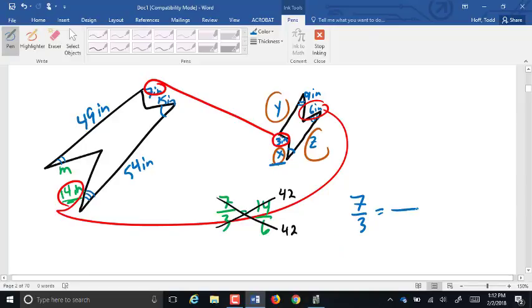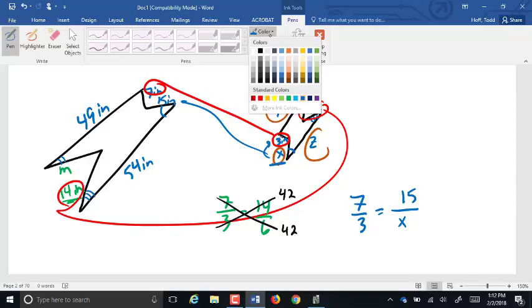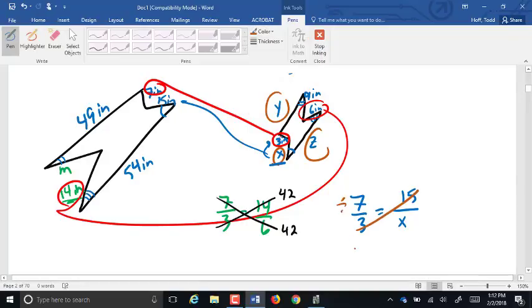And how about for x? Is x going to go on bottom or top? Yeah, it's from the same figure as the 3, so it goes on bottom. What goes above it? Well, the corresponding side from the other figure would be the 15. If we cross multiply and divide, 3 times 15 is 45. Divided by 7 is 6.4285743 approximately. 6 3/7 would work too.